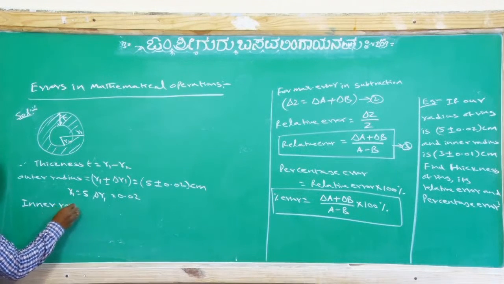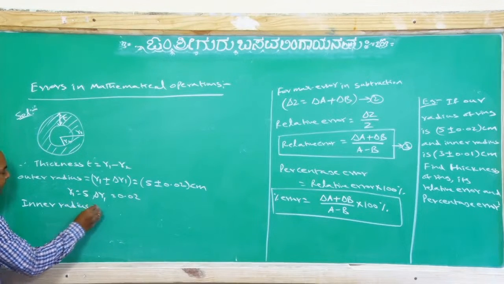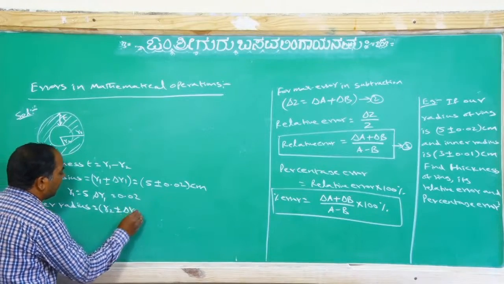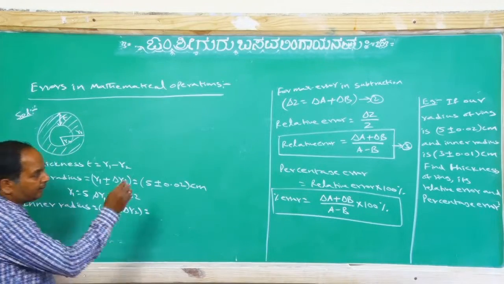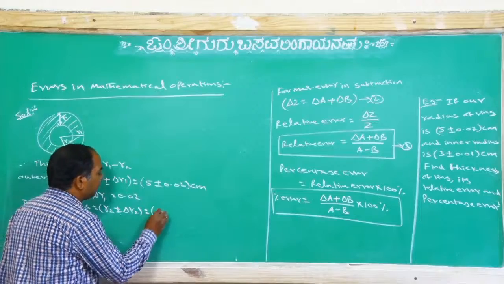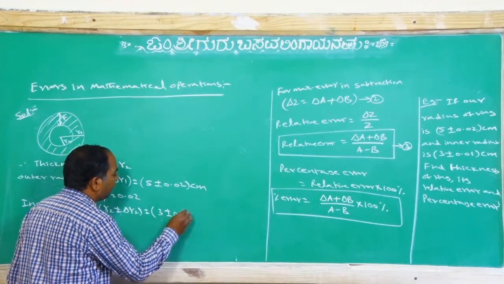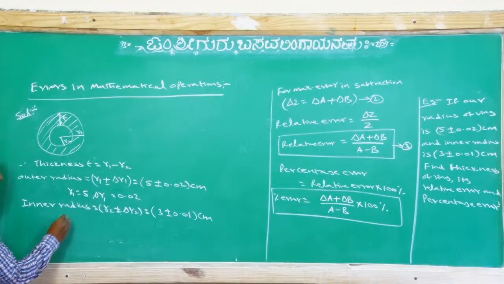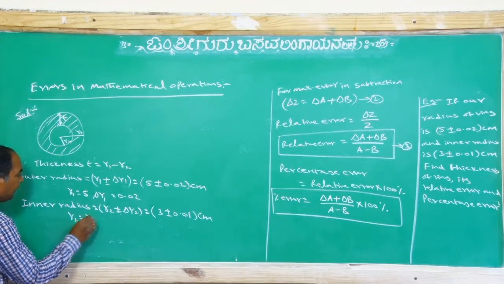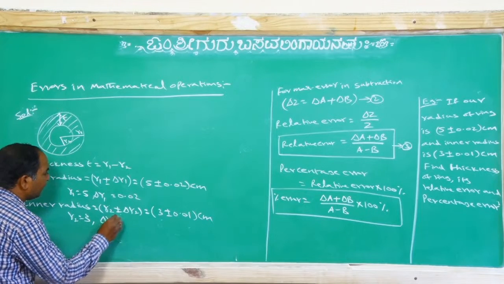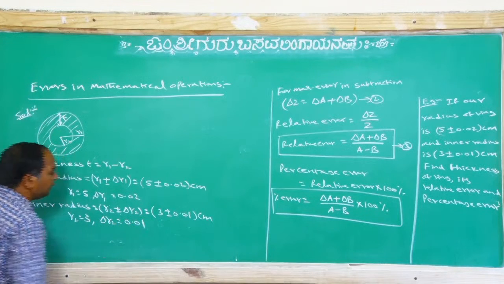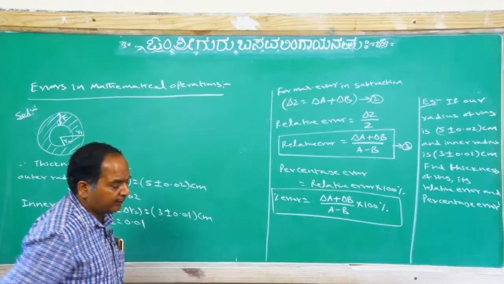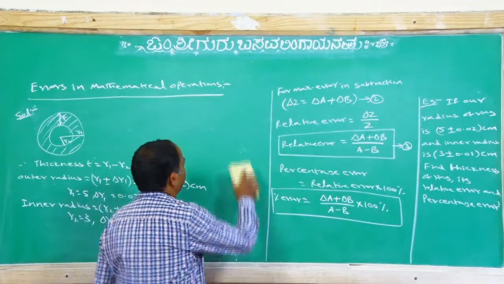Inner radius is equal to what, right? R2 plus or minus delta R2. That is equal to what is given? 3 plus or minus 0.01 centimeter. So, by comparing to 3, delta R2 is equal to 0.01. Now, you know R1, delta R1 and R2, delta R2.